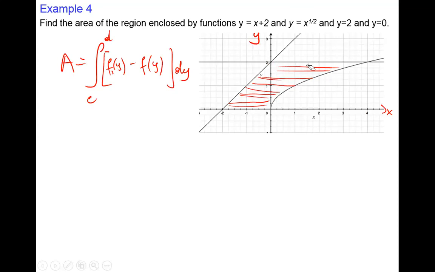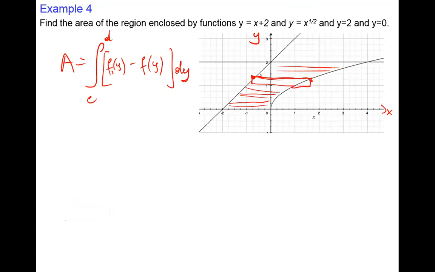And in order to find the height of this rectangle, I can maybe build one of them. In order to find the height, I have to find the length of the horizontal line. And the length of the horizontal line is simply the right value minus the left one. Right? Now what we have to do is get these equations. We have to solve for x in order to get the y function, because everything is in terms of y. Then we can integrate.